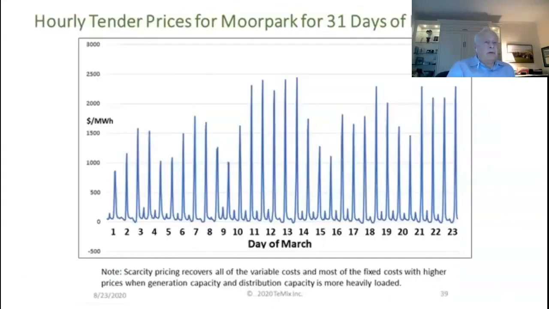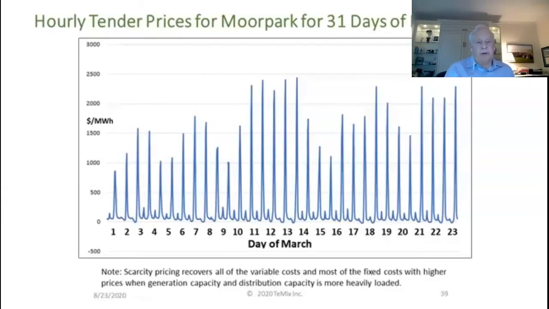So now I'm going to go through some of the results from the project. Here, this is what the tender prices looked like for the first 31 days of March 2019. You can see big spikes around 6 p.m., a slight morning spike. Sometimes the prices went down near zero. And these are retail prices, so including the distribution operator costs and the LSE fixed costs.